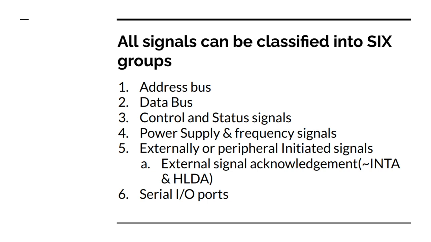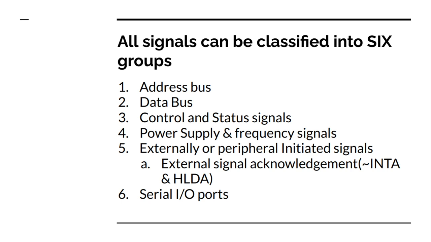So there are six signals altogether. We can classify them into six groups. The first one is the address bus, which is used to carry the address. Then we have the data bus, which is used to transport data. Then we have control and status signals, which are used to control the various functions, and status, which is used to check whether something is working or not.